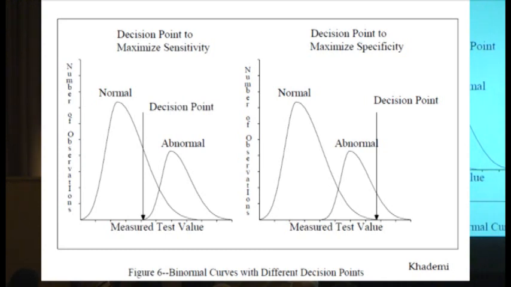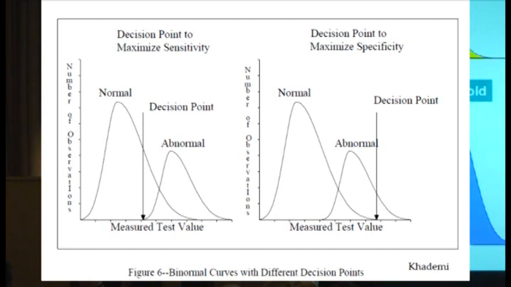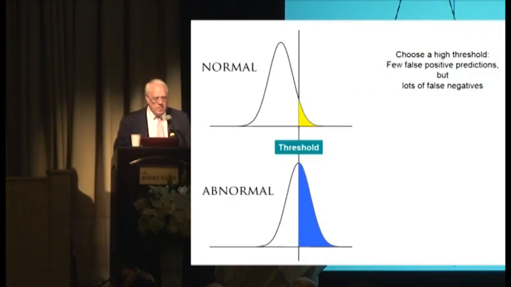That's an error, isn't it? That's a diagnostic error that you're making. Same thing here. If I don't want to make any mistakes with normal people, I make the decision threshold here, and these people who are abnormal are going to be missed. Okay? If this is breast cancer, it's a problem, right? So if you choose a high threshold, you're going to miss some abnormal people, but you won't subject many healthy people to a problem.